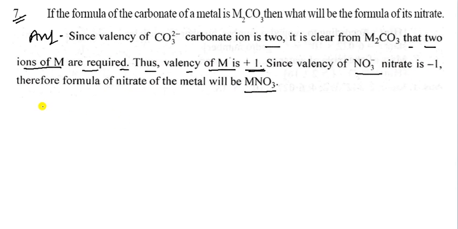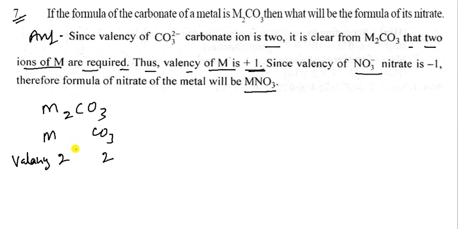MNO3. So how can we say this? In M2CO3, what will happen? M has valency 1 and carbonate has valency 2, so the 2 is here and the 1 is here. You have to write here that M has valency 1 and carbonate has valency 2, because it is written like this.